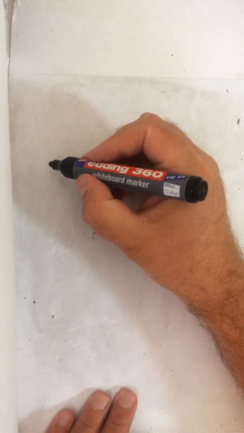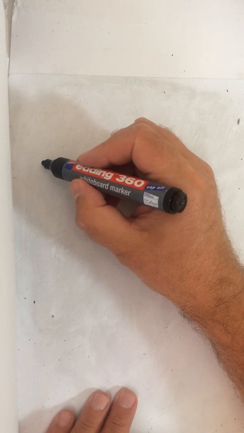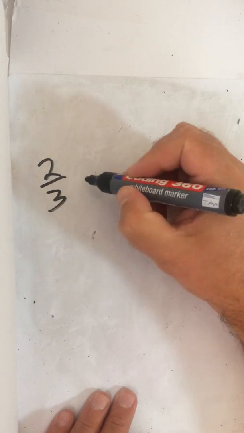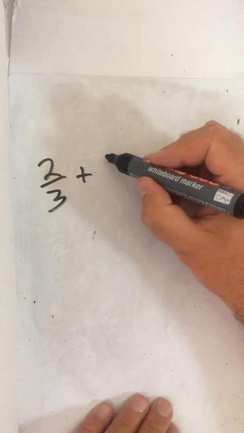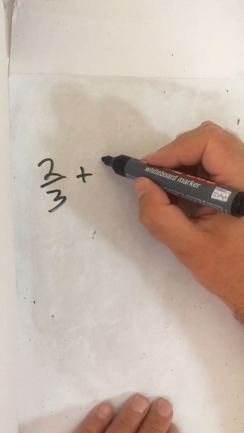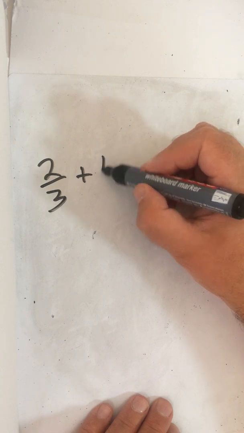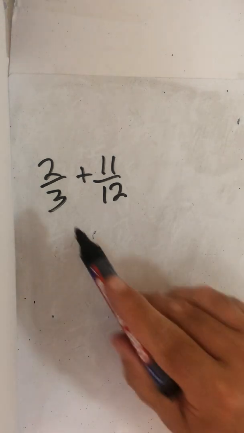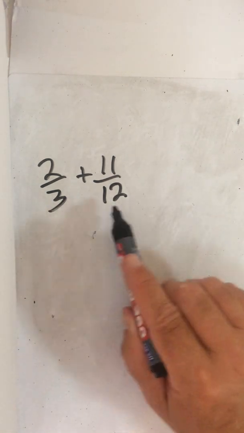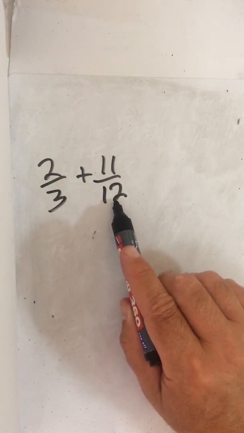All right, let's do another one. Let's go with 2/3. That's probably a question we got later on, but never mind. 2/3 plus 11/12. Again, these denominators are different, so I know it's going to be tricky.